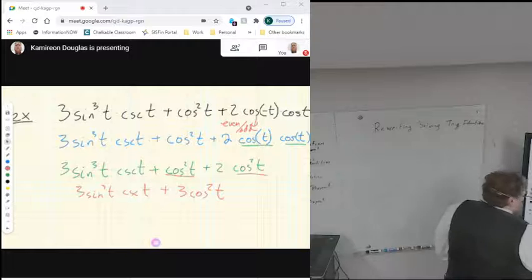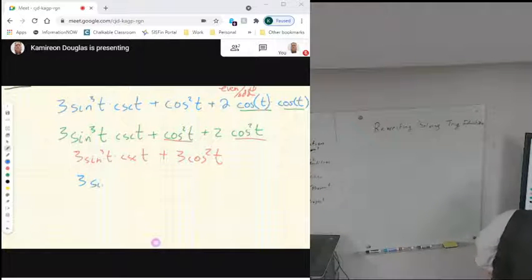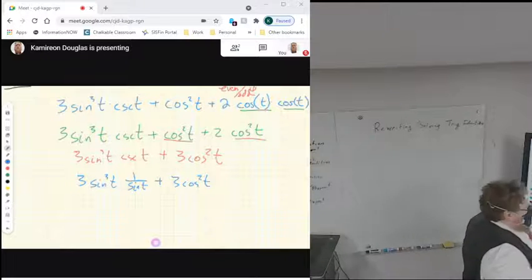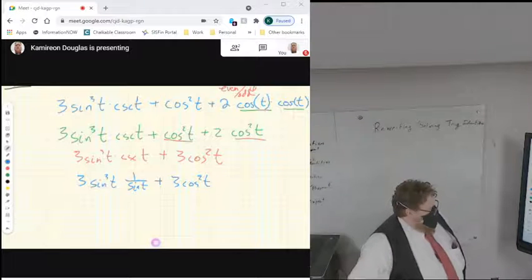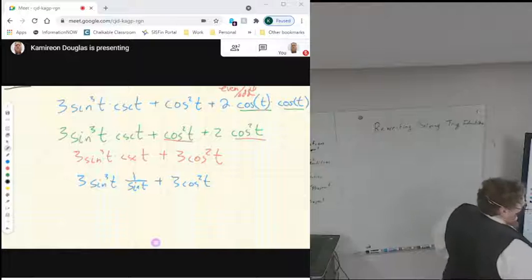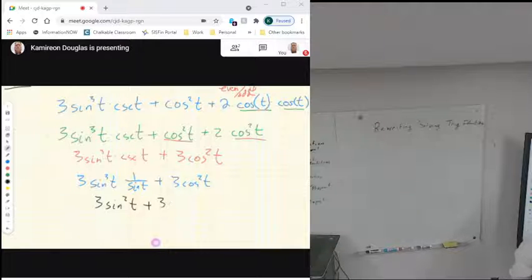So she says, let's rewrite this cosecant as 1 over sine. So we get 3 sine cubed of t times 1 over sine of t plus 3 cosine squared of t. And what happens next, Madeline? One of the sines cancels, leaving me with 3 sine squared of t plus 3 cosine squared of t.